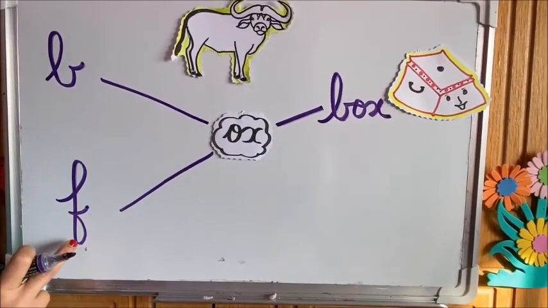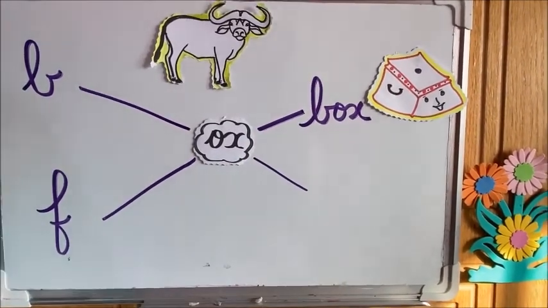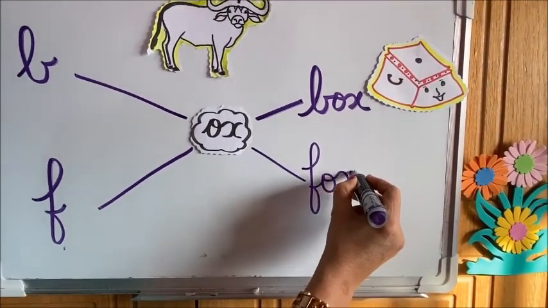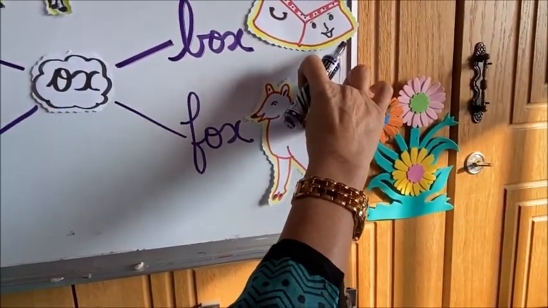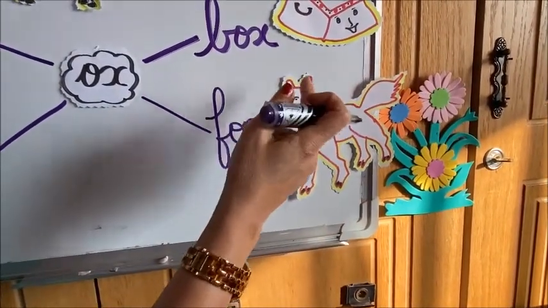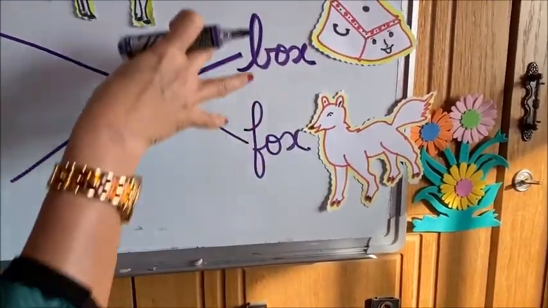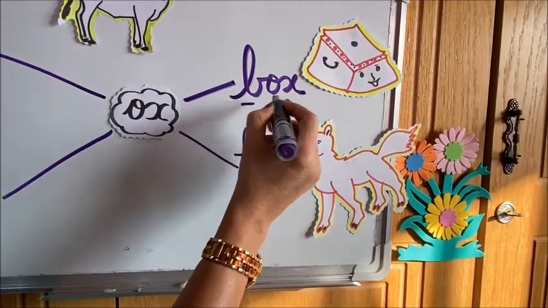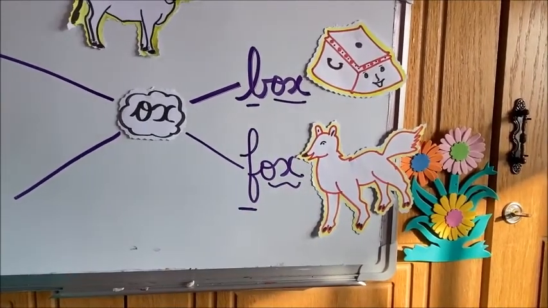Now we have another letter here, F, that is F-ox. Now F-ox gives what, children? Tell me. I'm going to write. You tell me, what is it? Yes, it is fox. You know what is fox, isn't it? You have heard that story also, the fox and the grapes. Yeah, it has a big tail and it is a cunning animal, isn't it? So this is fox and this is box. So these are the two rhyming words which you have to learn in ox family. B is one sound, ox is a family sound. F is one sound, ox is a family sound.